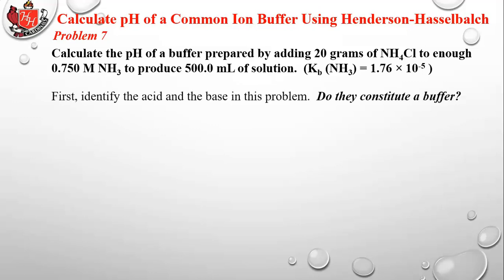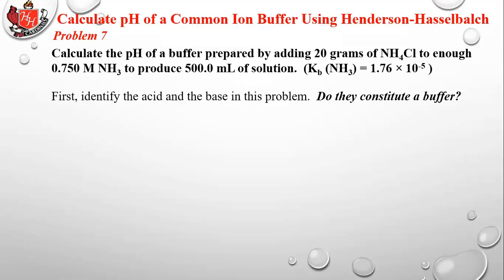So the first question is, first identify the acid and the base in this problem. Do they constitute a buffer? Yes, they do. We saw that in the last problem. The ammonia is the conjugate base, and ammonium, NH4 plus, is the conjugate weak acid. They are conjugates of each other, so you can use this for a buffer.